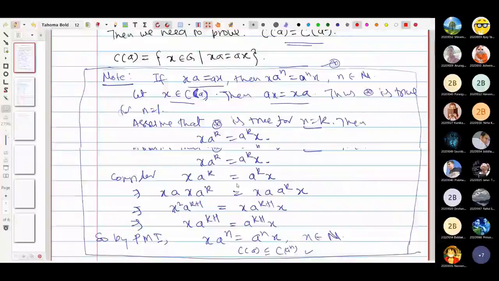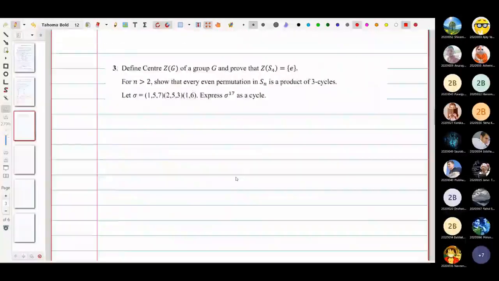Okay, so let us see the next question, question number 3. They want the definition of the center of a group G, and to prove that the center of S4 is identity. It contains only the identity. This time you may have a question like the center of Sn is identity, in general form, so you need to be prepared.